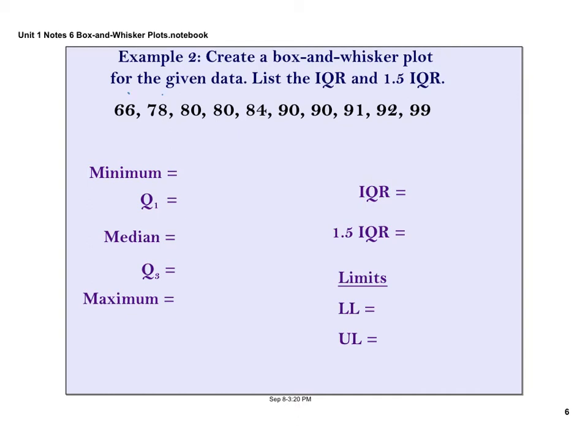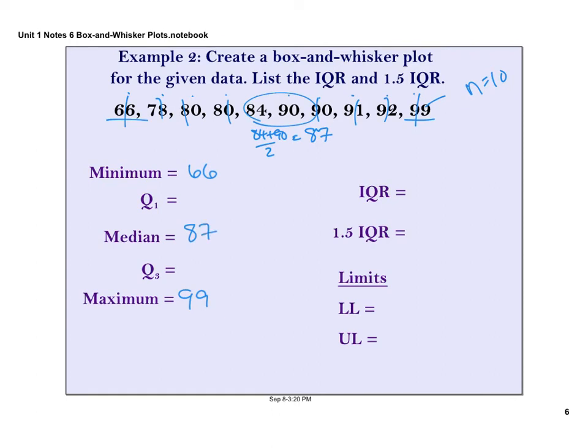I know that I'm good there. Let's count our N. 1, 2, 3, 4, 5, 6, 7, 8, 9, 10. I have 10 points, so I'm going to have a median between 2, and that's okay. Minimum 66, maximum 99. Now let's do our median. If I cross and cross and cross and cross, it's between 84 and 90. So I'd have 84 plus 90 divided by 2, and that gives me 87.